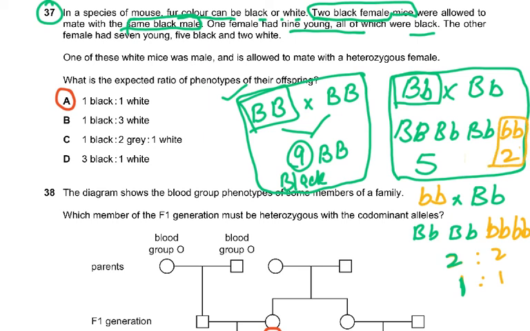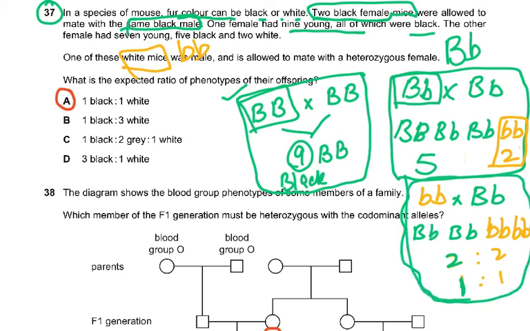Then it says one of these white mice, so this was this one, is allowed to mate with a heterozygous female. So the heterozygous female must be this. And now we come to this situation. Now in this situation, what is the expected ratio of phenotypes? So 2 were black and 2 were white, so 1:1. So that is why the answer was A. Please go through this again once more and pause the video here and have a look at it.